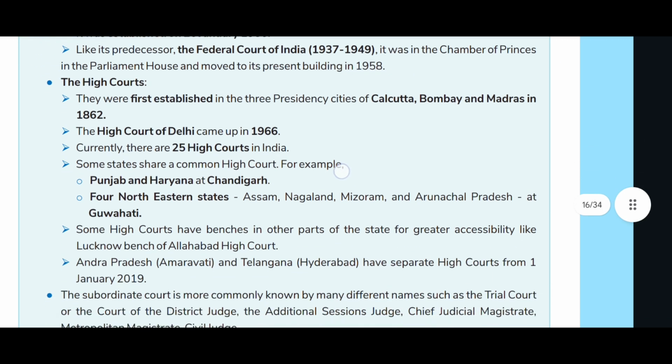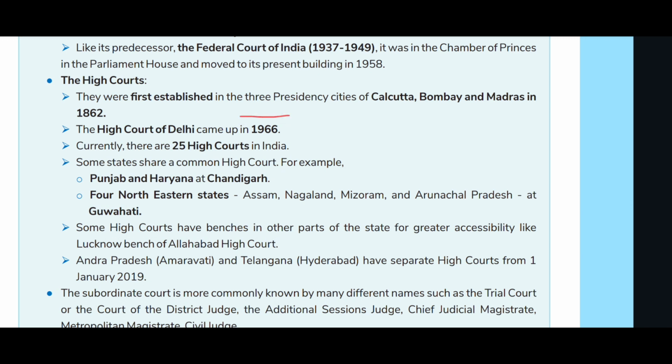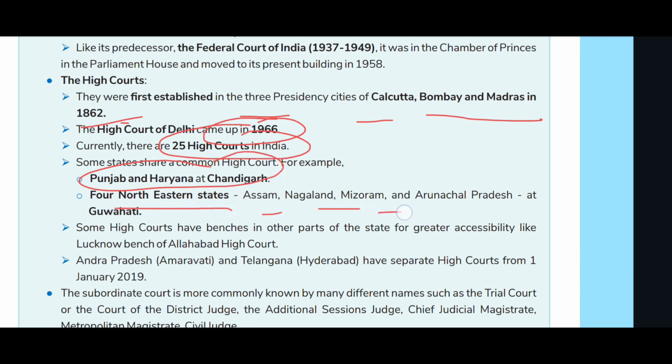The High Courts were first established in the three presidency cities, that is Calcutta, Bombay and Madras in 1862. The High Court of Delhi came up in 1966. Currently, there are 25 High Courts in India. Some states share a common High Court. For example, Punjab and Haryana at Chandigarh, and four northeastern states, that is Assam, Nagaland, Mizoram and Arunachal Pradesh at Guwahati.